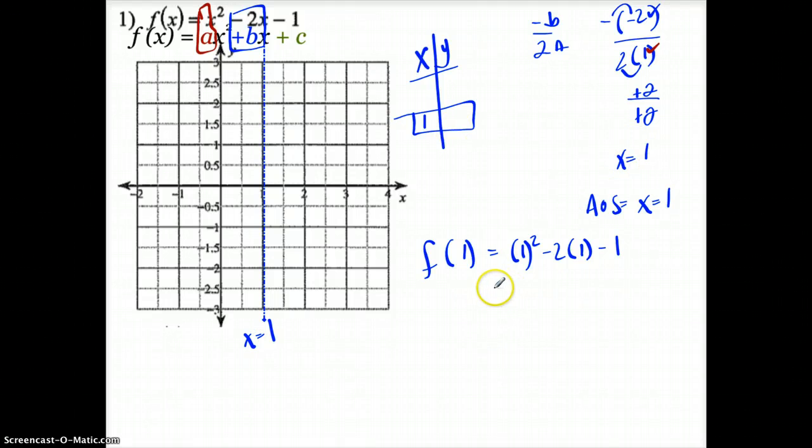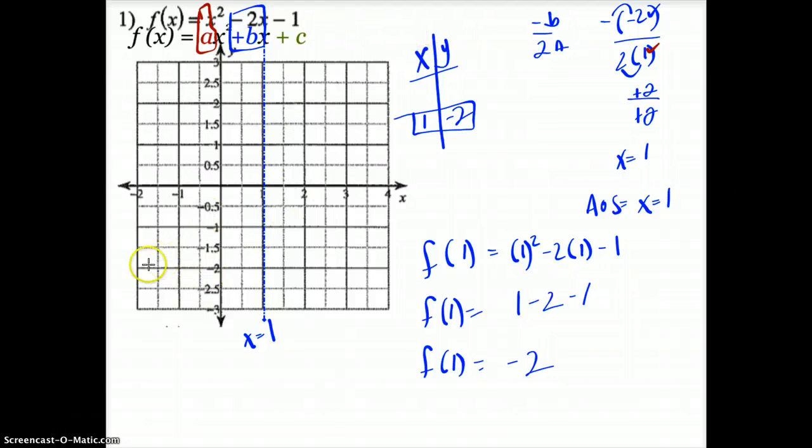Okay, we plug this in. We have f of 1 equals 1 minus 2 minus 1. F of 1 equals negative 2. Okay, so this is negative 2 right here. That line is right here. Here's that negative 2. And there's our vertex. It's right there.